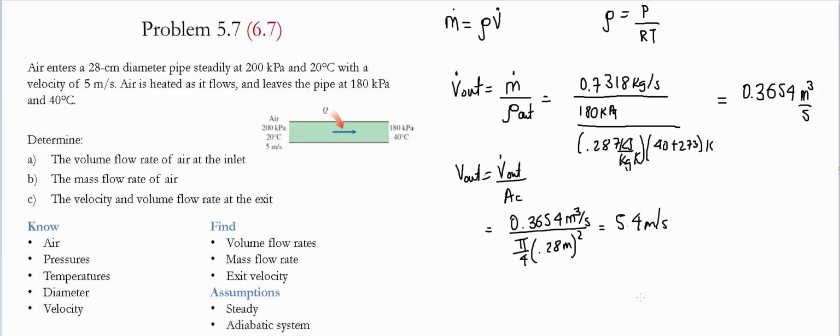We see in this particular problem that the mass flow rate remains constant, and the density decreases as there is an increase in temperature. We also see that the volume flow rate has to increase to compensate for this decrease in density.